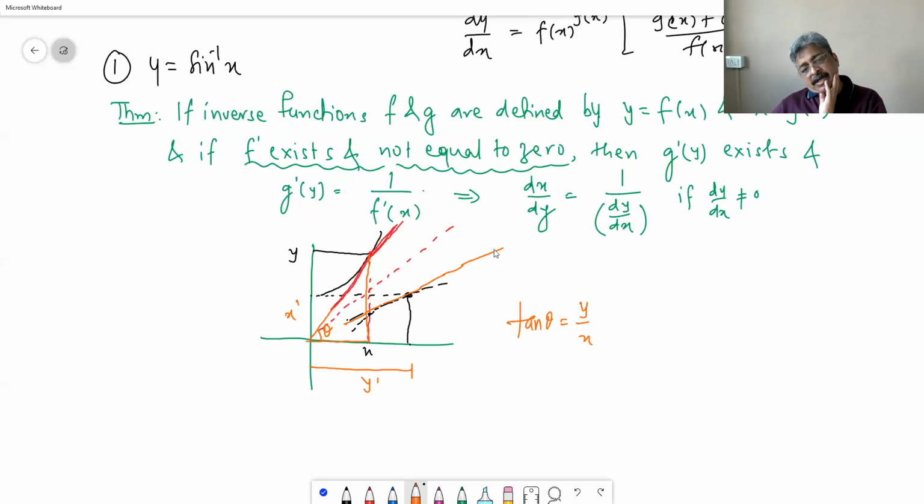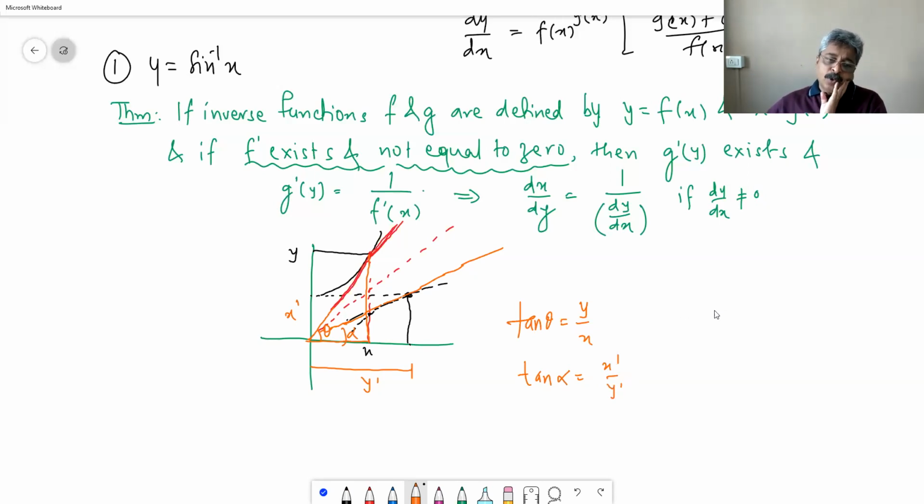So what is the slope of the tangent? What is the slope of the tangent? Alpha. It will be x dash upon y dash. Okay, but x dash is equal to x and y dash is equal to y.